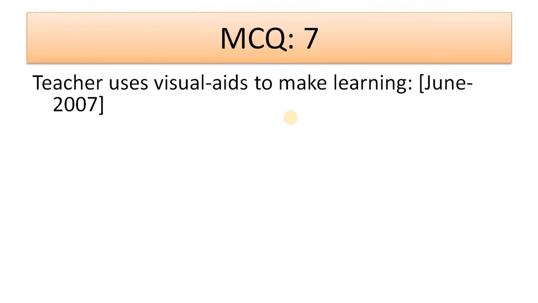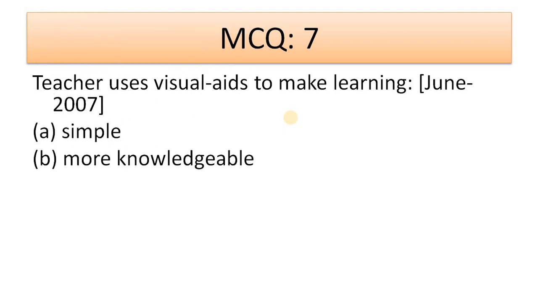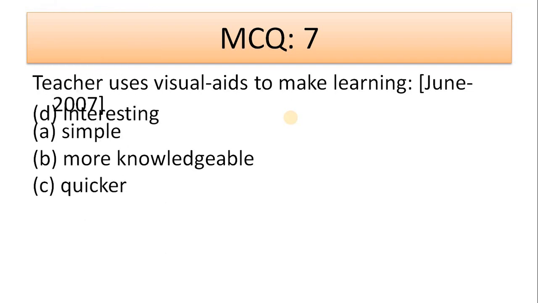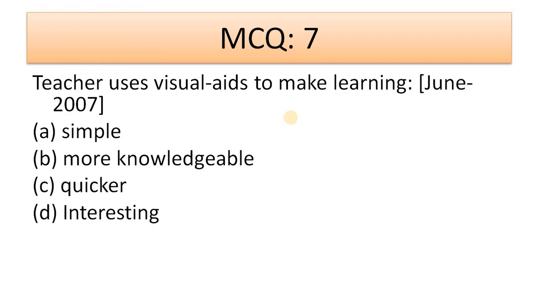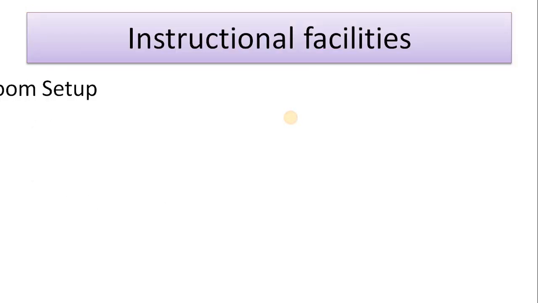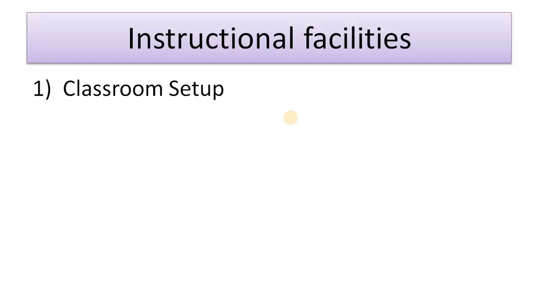Next, a teacher uses visual aids to make learning simple, more knowledgeable, quicker, and interesting. Obviously, we use any support material to make the learning more interesting. Now, instructional facilities. There should be some facilities in the institution to make our teaching learning process more interesting. First will be the classroom setup. A proper classroom infrastructure should be there.